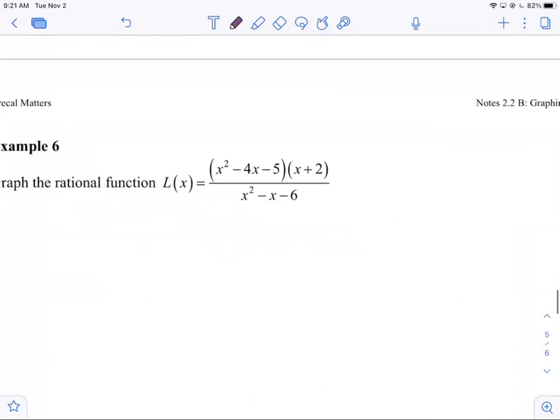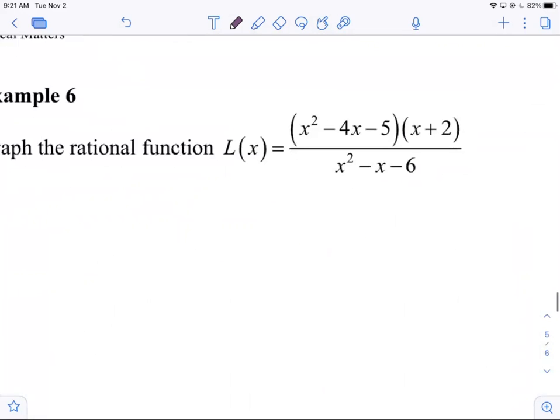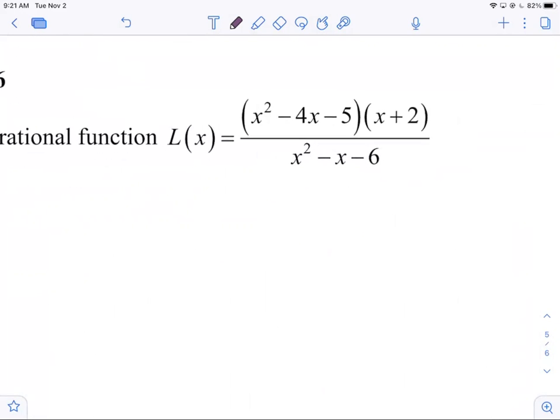So let's jump down here to example 6. We'll say this is the last one that we do. Okay, last one. 2, 3. Chills. Chilly. That's where the chills get their name.